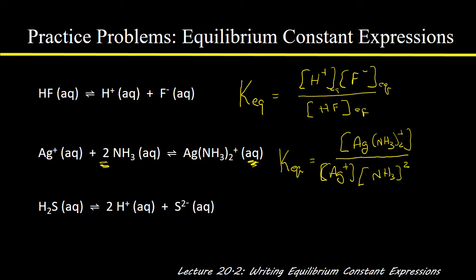Okay. And for the last one, you should have concentration of hydrogen ions, concentration of sulfide, divided by the concentration of H2S, and again, this time it's in the numerator, a 2 there with the hydrogen ions. All right? Okay. Pretty simple, pretty simple.